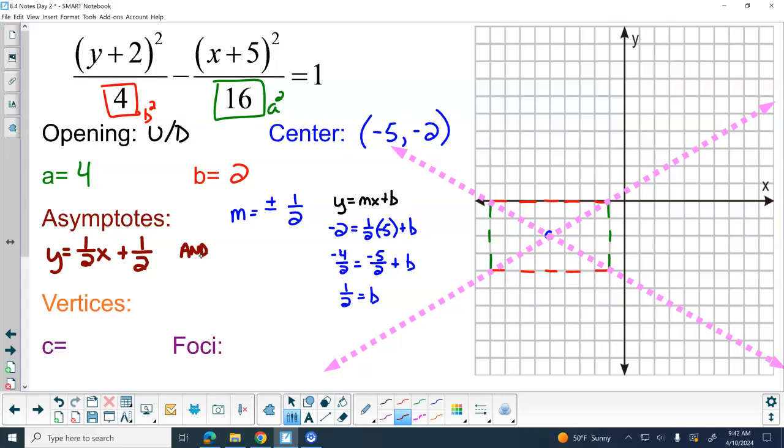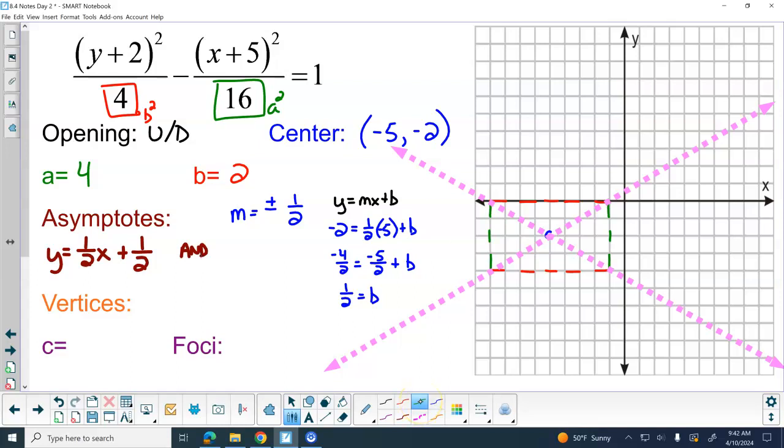B over A. 2 divided by 4 is 1/2. No, B over A. Rise over run. Because you're always going from the center to get to a corner of the box. You got to rise your B, run your A.